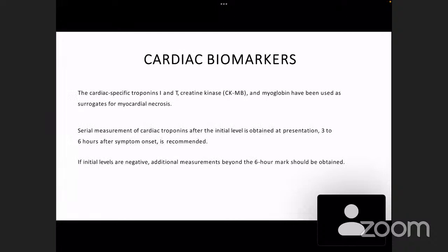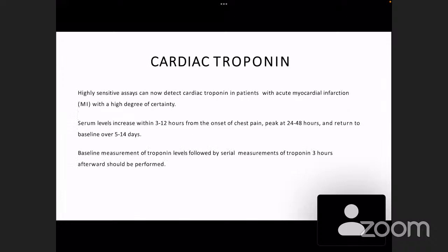Cardiac biomarkers. The cardiac biomarkers are troponin I and troponin T, creatine kinase, and myoglobin. Serial measurement of cardiac troponins should be done after the initial level is obtained at presentation. It should be serial, 3 to 6 hours after symptom onset. If the initial level is negative, additional measurement beyond the 6-hour mark should also be obtained, especially with high suspicion.